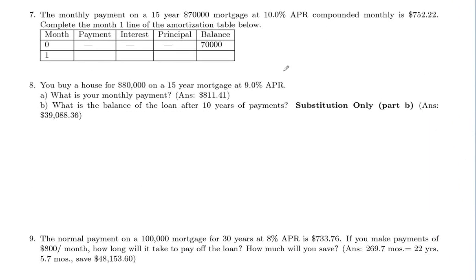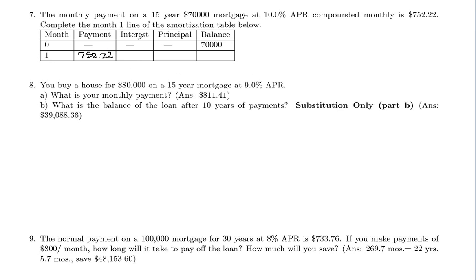Okay, now we're looking at a mortgage table. This is a 15-year mortgage, $70,000, at 10%, compounded monthly, so it's monthly payments, and that payment is $752.22. So you're given that payment. We want to compute the loan table. First line. Well, payment's easy. That's already done for you. $752.22.